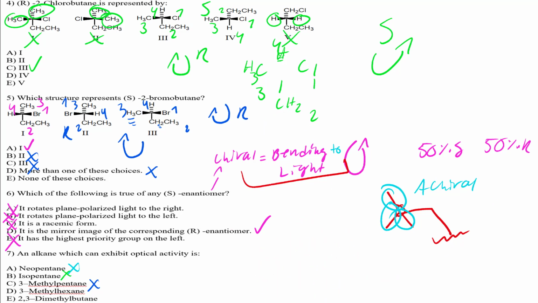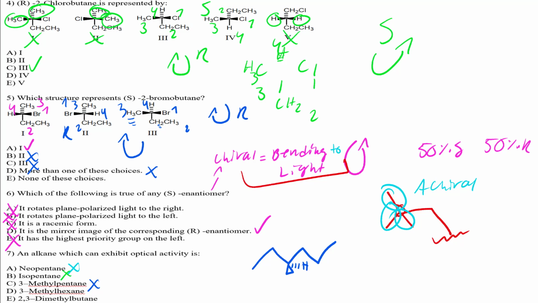Right? But what about D? 3-methylhexane. 1, 2, 3, 4, 5, 6. Notice that it didn't say cyclohexane, so I just assumed we're doing a chain. So 1, 2, 3, 4, 5, 6. We have a 3-methyl. By convention, I put it on my wedge, and I do an implied hydrogen. Okay. Right. So methyl, hydrogen, that's good.